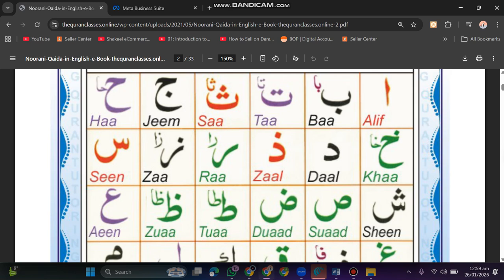And the third one is sa. This one has three dots on the top. Sa, sa. If you notice, these look the same, so what makes them different? The dots. Ba has one dot on the bottom, ta has two dots on the top, and sa has three dots on the top. So dots are very significant; dots make them different.